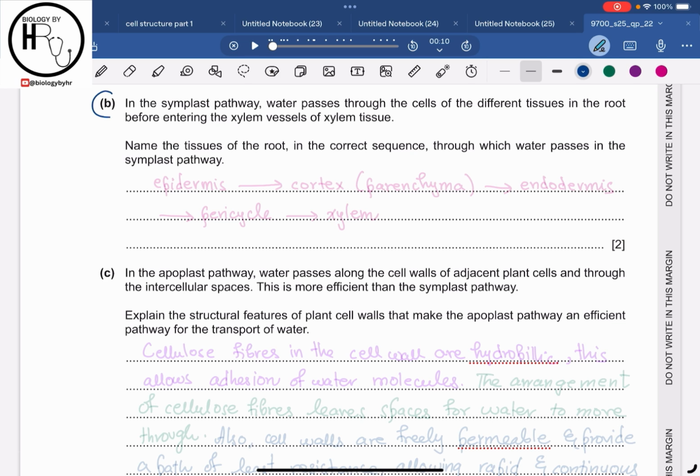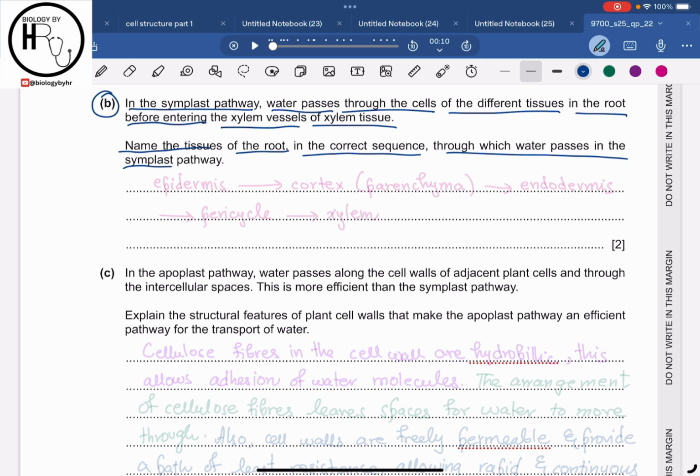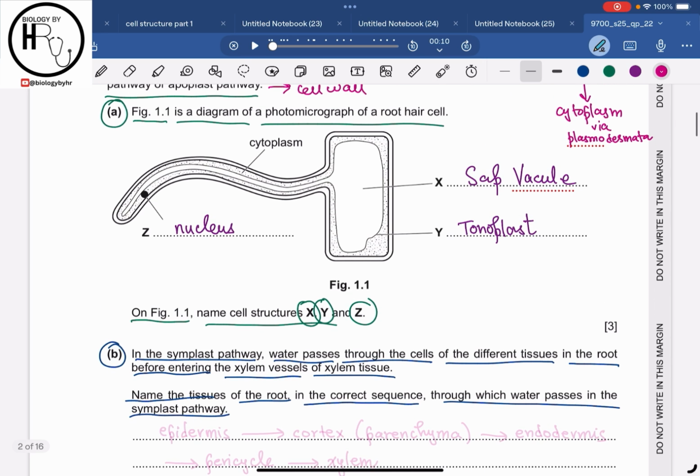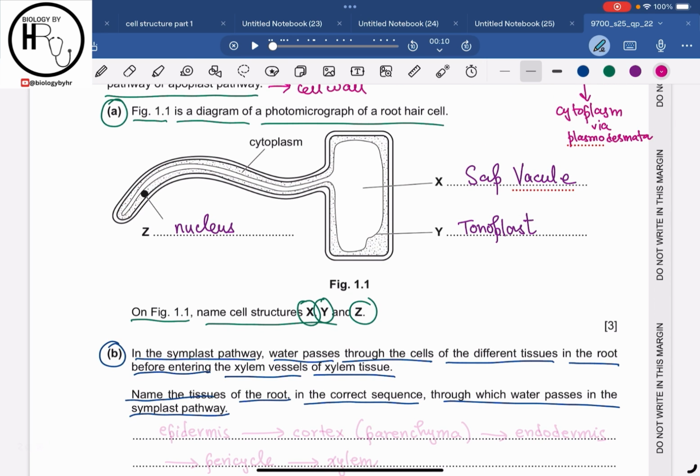Part B of the question says that in the symplast pathway, water passes through the cells of the different tissues in the roots before entering the xylem vessel of the xylem tissue. Name the tissues of the root in the correct sequence through which the water passes in the symplast pathway. In the symplast pathway, the movement of the water is through the cytoplasm of the cell via the plasmodesmata. They are saying that we have to name those structures through which the symplast pathway occurs and the water reaches the xylem.